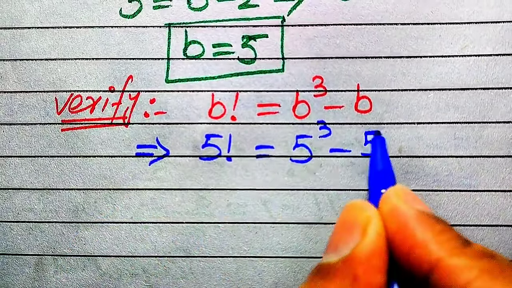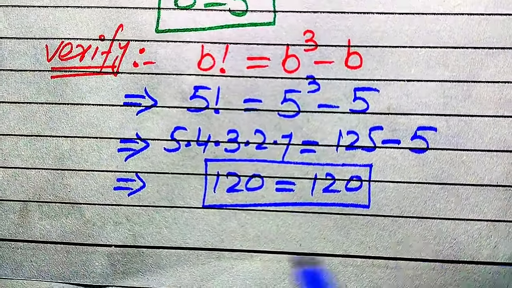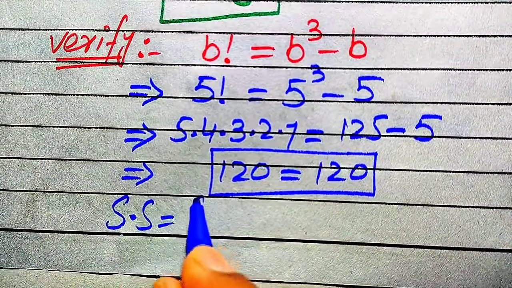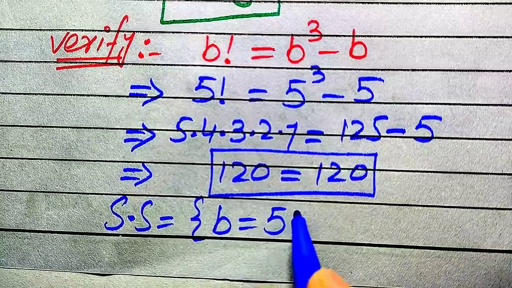So this is the final answer, because b equals 5 satisfies our given question statement, so the solution set of this problem is b equals 5.